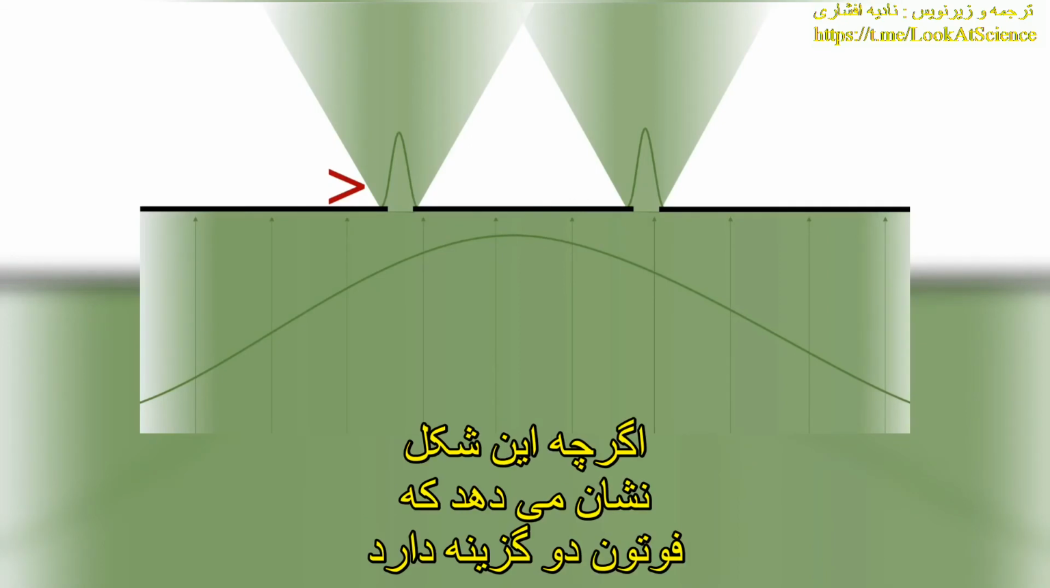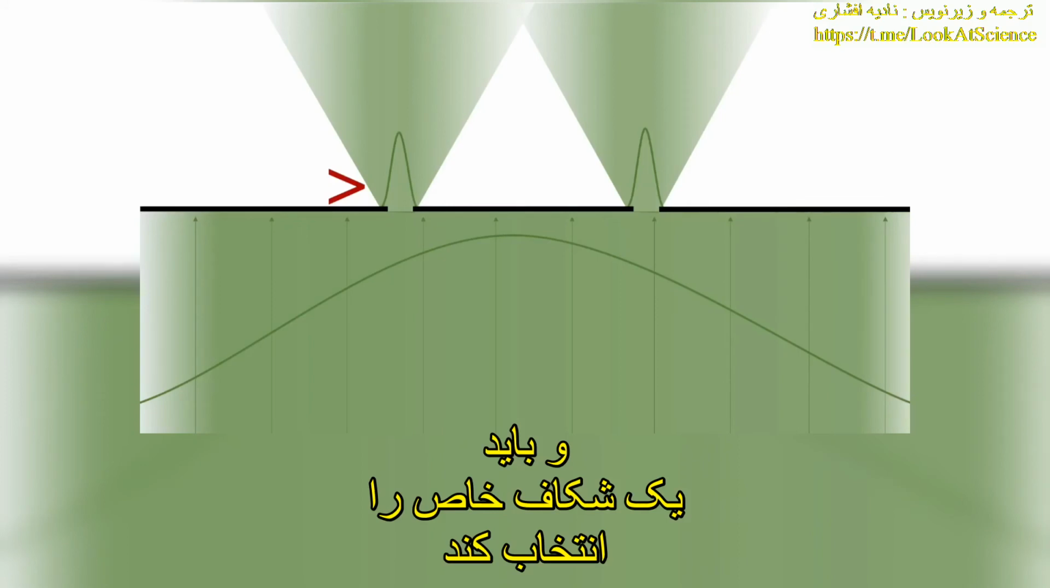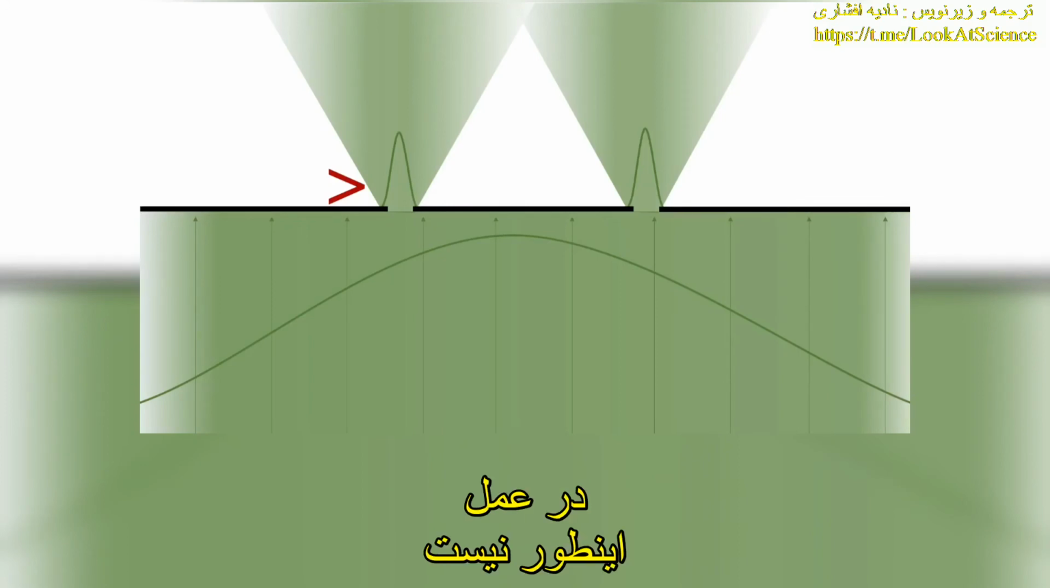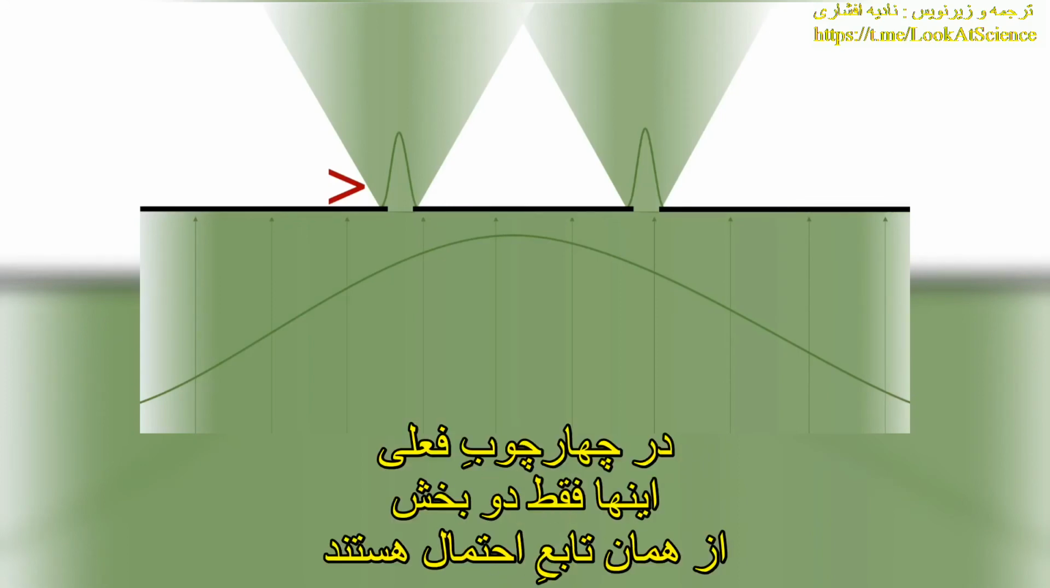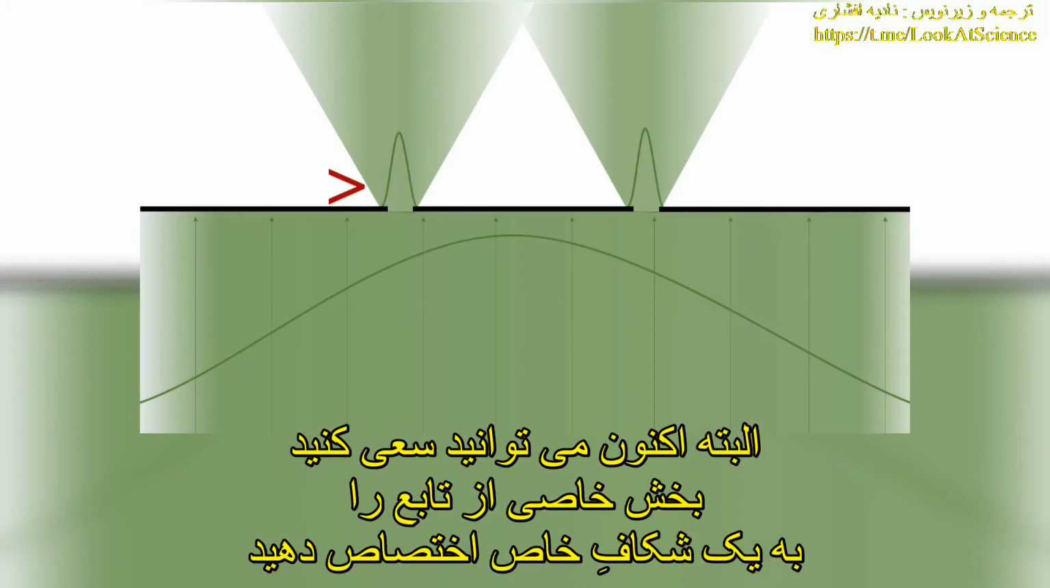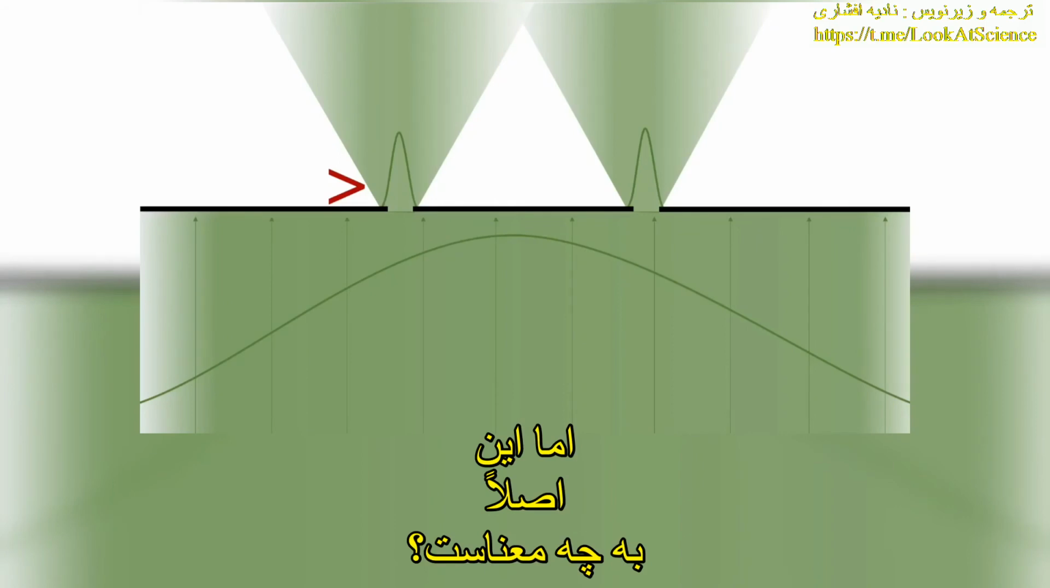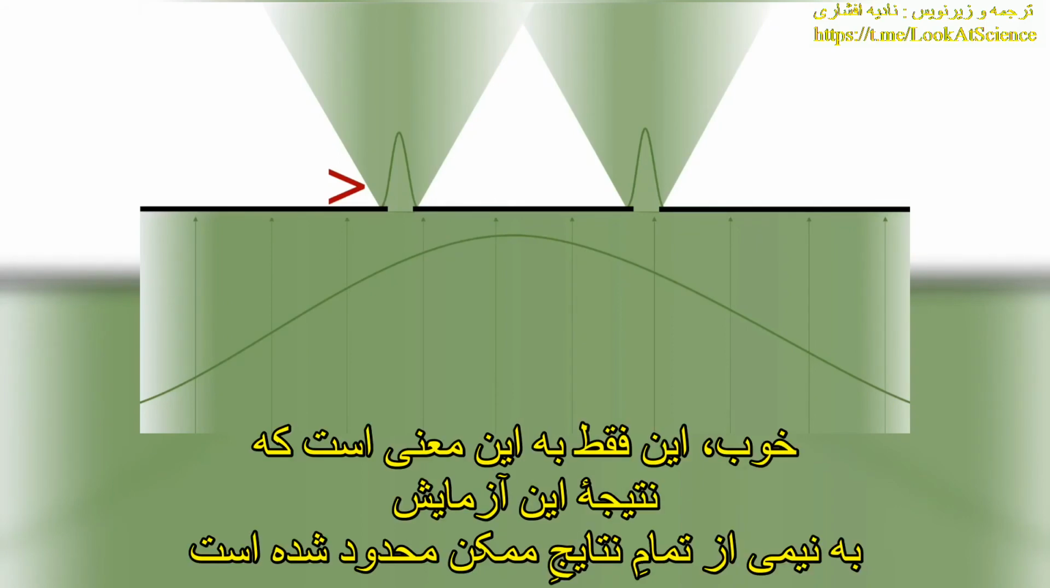Now, even though this figure suggests that the photon has two options and it has to make a choice for one particular slit, this is actually not the case. Within the current framework, these are just two arms of the same probability function. Now, of course, you can try to assign a specific part of the function to a particular slit. But what does that even mean? Well, it only means the outcome of the experiment got limited to half of the possible outcomes.